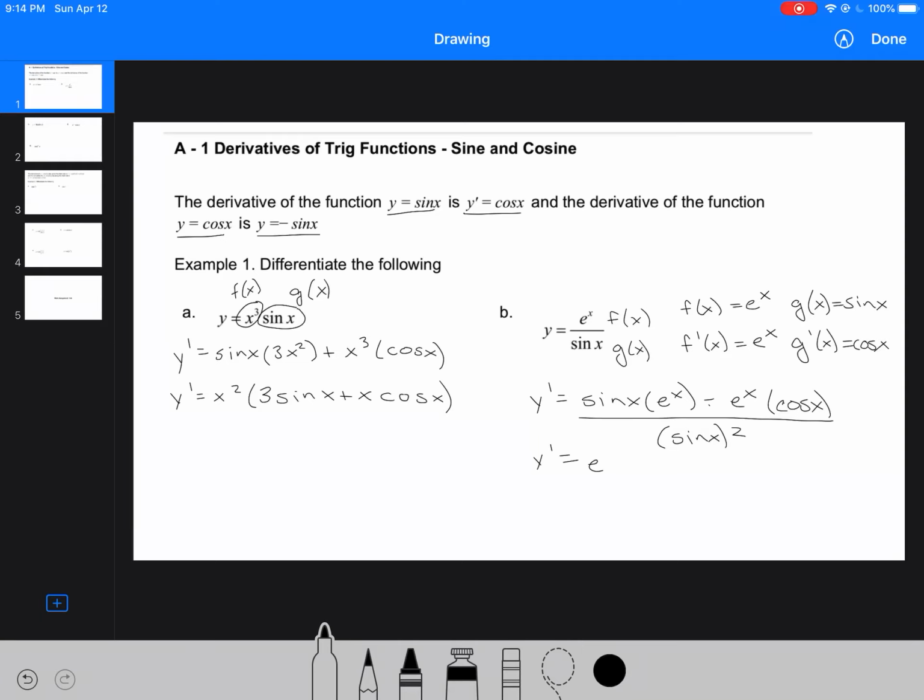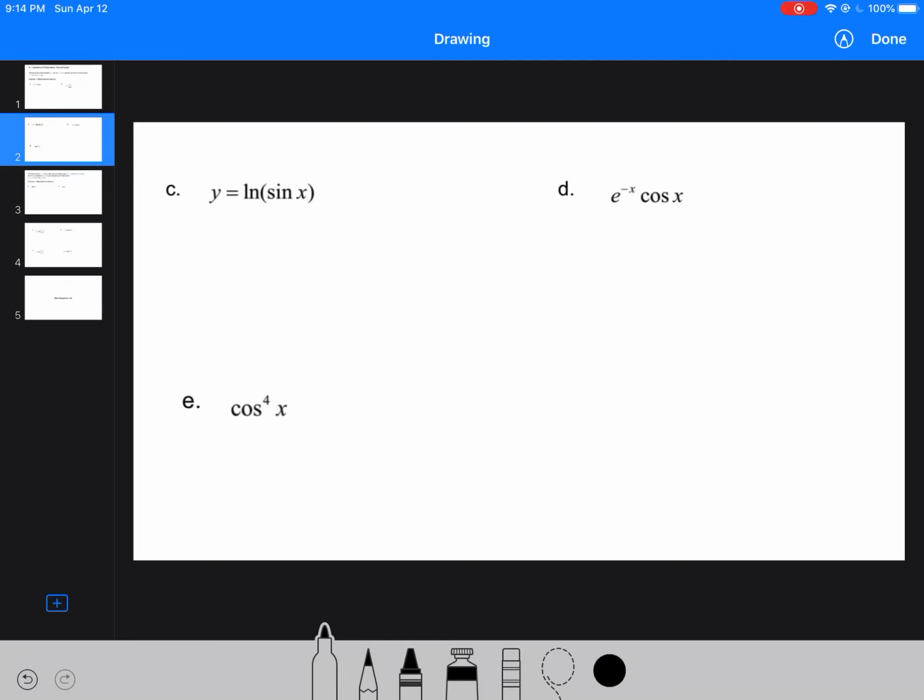Let's see, can we simplify a little bit further? Not really. We can factor out the e to the x on top, and then we'll leave our bottom as sine x all squared.